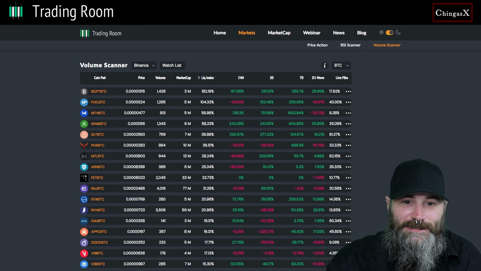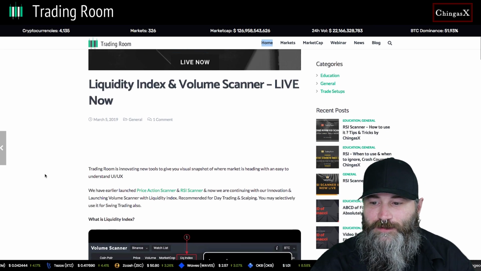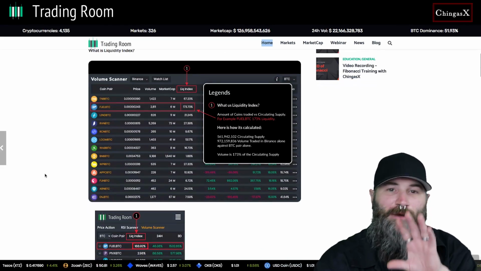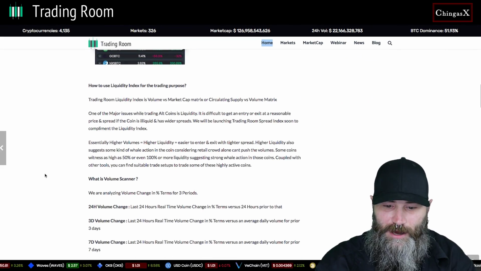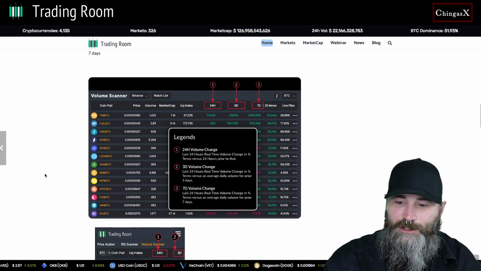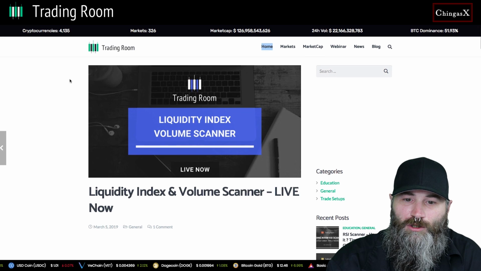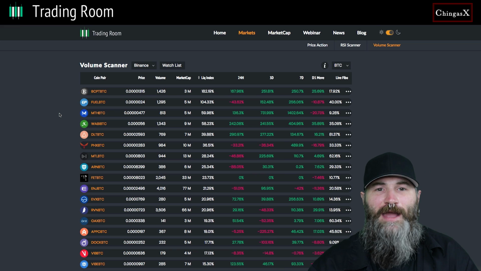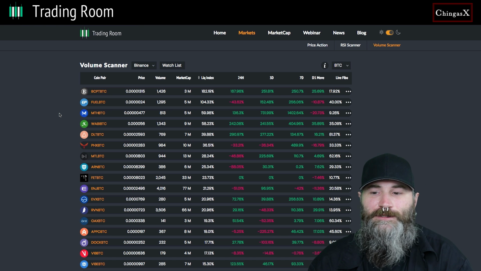On the site itself, if you go over to the blog section, you'll be able to see a write-up going over the liquid index and volume scanner. So you'll be able to get the legends, the screenshots, and all that stuff right there if you need it. All the information you can need about it is right there for quick reference. And we're looking to do some type of live AMA after everyone's got their hands on it, used it for a little bit, and maybe got some questions.